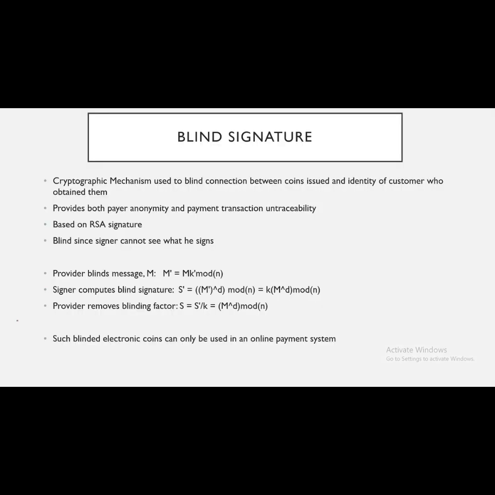So we'll move on right to blind signature. What exactly is blind signature? Well, it's a cryptographic mechanism to blind the connection between the coins issued and the identity of the customer. That is, a third party should not know who the customer is, or the identity of the customer, from the coins that have been issued. It provides both payer anonymity and payment transaction untraceability.